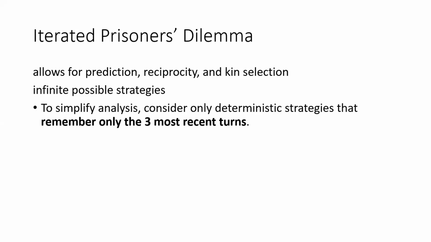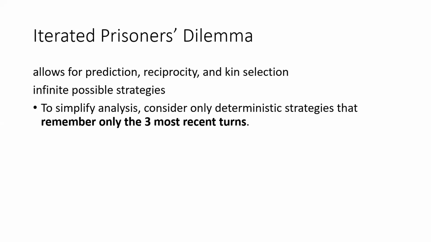So this allows you to predict what the other player will do over an amount of time. And this also allows you to punish them if they defect against you by defecting against them in the next round. So there are infinite possible strategies, as many as you can name. There have actually been tournaments where people have submitted strategies and competed against one another in this game. But I want us to focus on strategies that can only remember the last 3 turns.